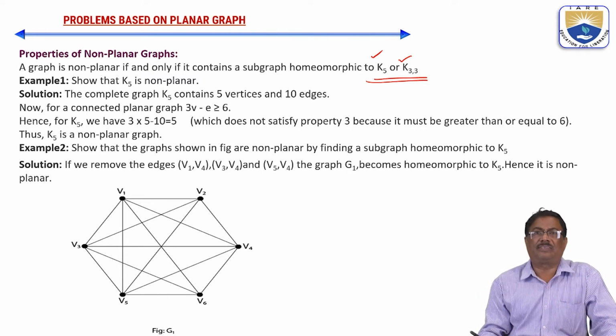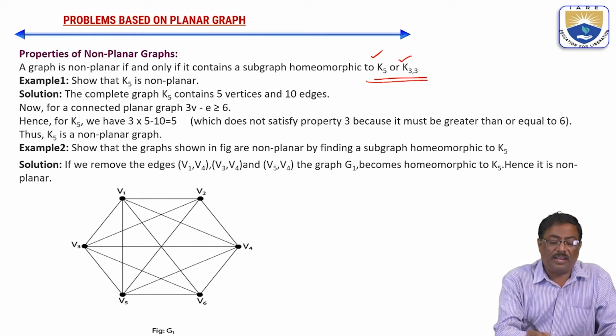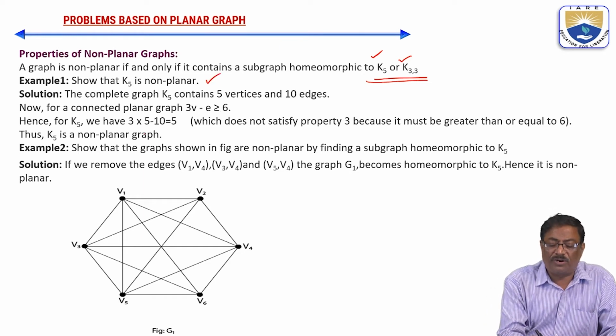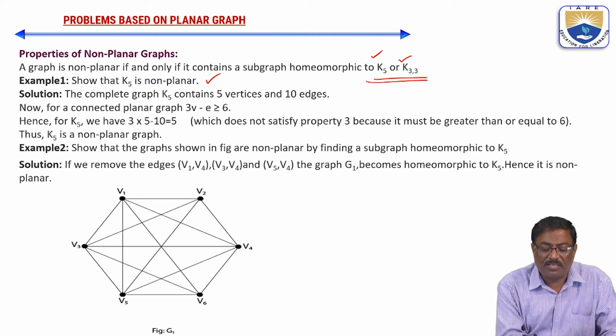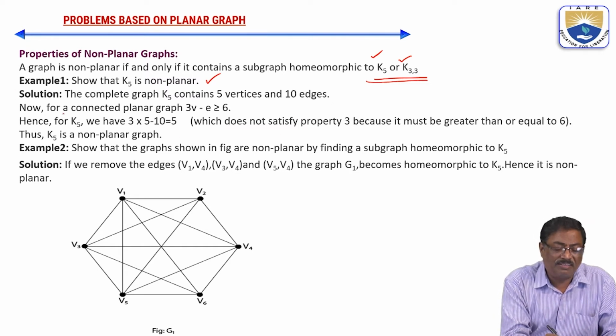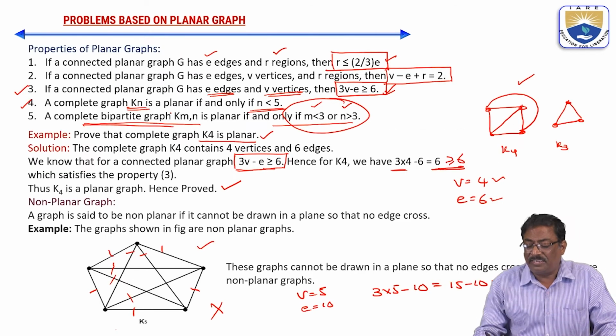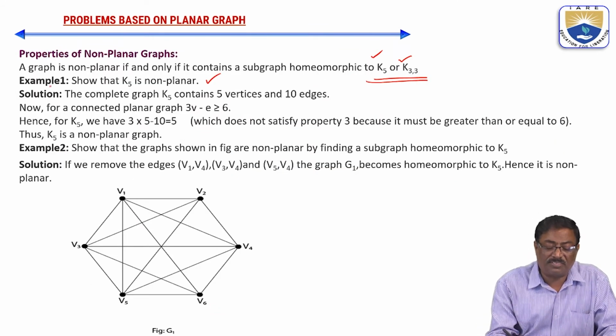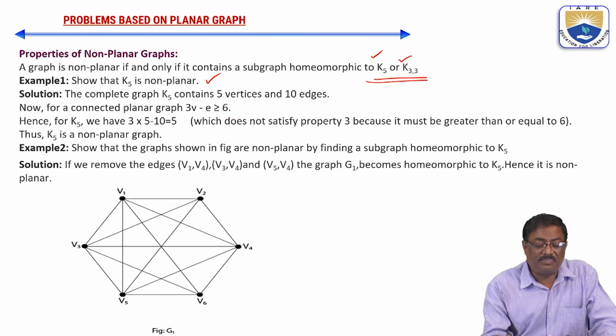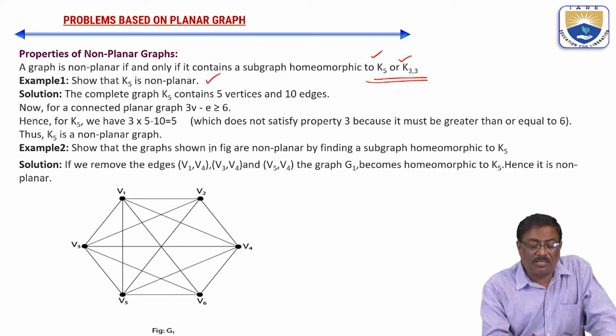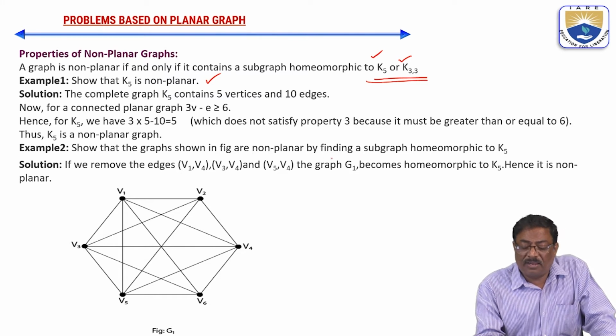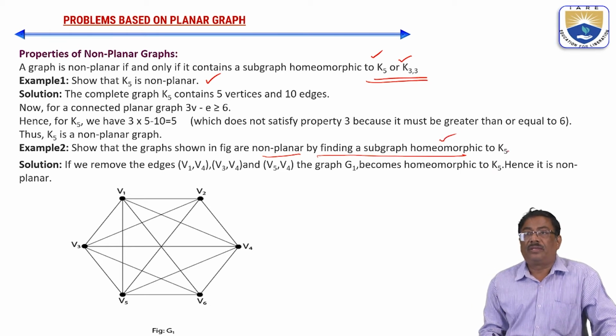Suppose we consider the example which we discussed earlier. In the same way, we discussed it using this property, and the same way we are going to discuss here. The next one is: show that the graph shown below is non-planar by finding a subgraph which is homomorphic to K5.